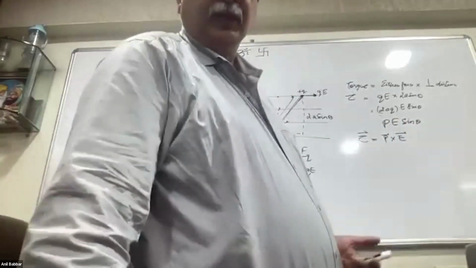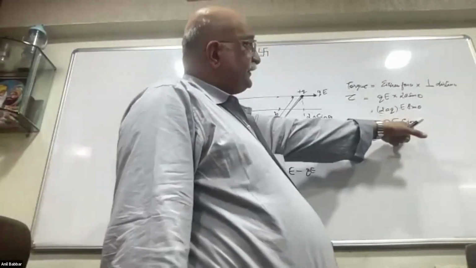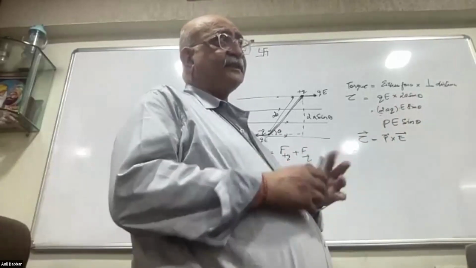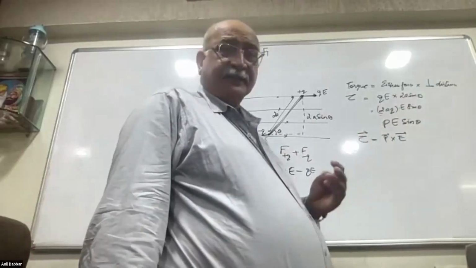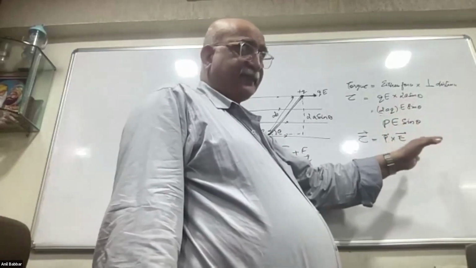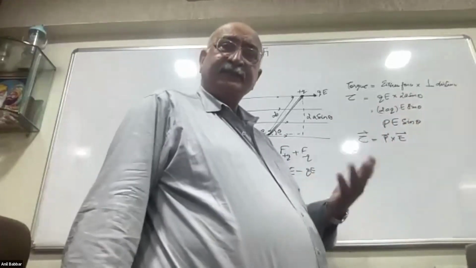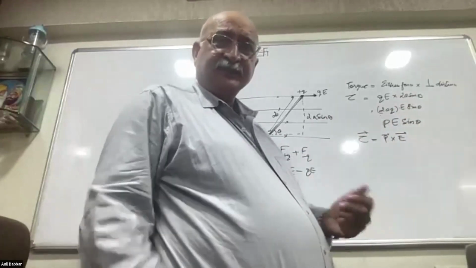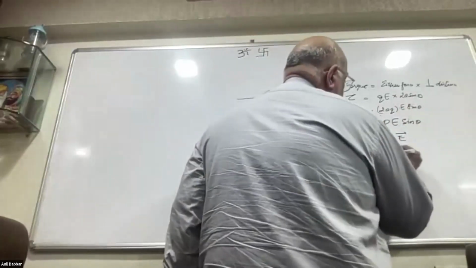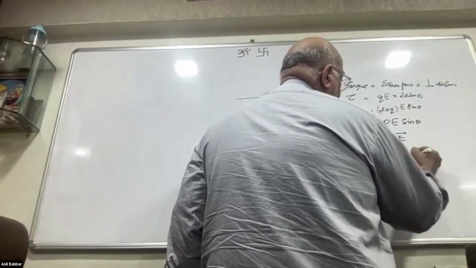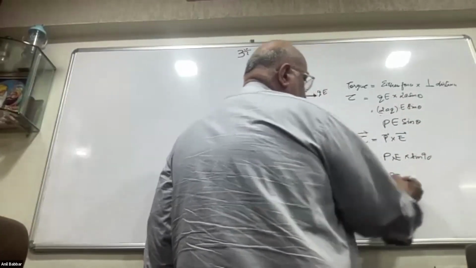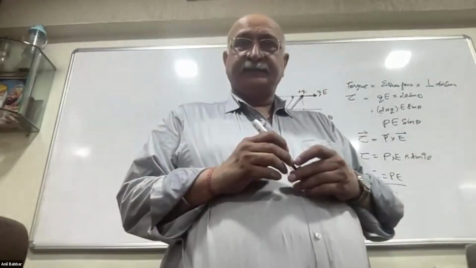So it depends upon sine theta also. The torque on a dipole placed in a uniform electric field depends upon three factors: the dipole moment itself, the electric field, and sine of theta. Torque will be maximum when the value of sine theta is maximum, which is at 90 degrees. So if theta is 90, torque is p cross E, which is pE sine 90, and sine 90 is 1. So torque equals pE, which is the maximum value of the torque.